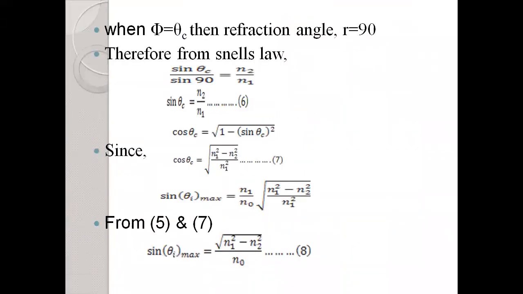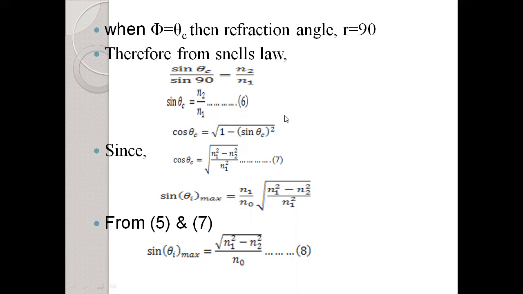Now just apply phi equal to theta c, then the refraction angle will definitely be 90 degrees, because if the angle of incidence is equal to the critical angle, then the refracted angle will be 90 degrees. So applying Snell's law for the refracted ray, sin theta c by sin 90 is equal to n2 by n1, which is like the incident angle is the critical angle, the refracted angle is 90 degrees, and the second medium is cladding, first medium is core. So n2 by n1. Sin 90 is 1, so sin theta c is equal to n2 by n1.